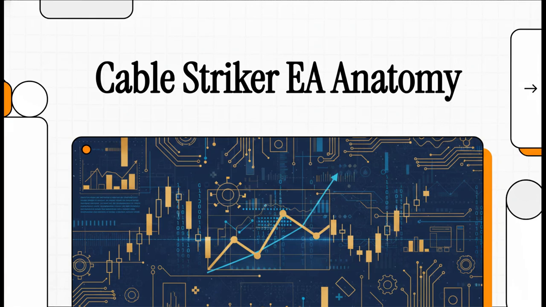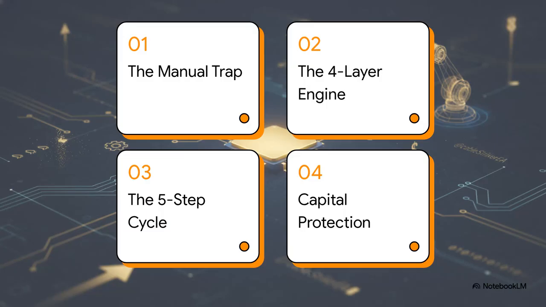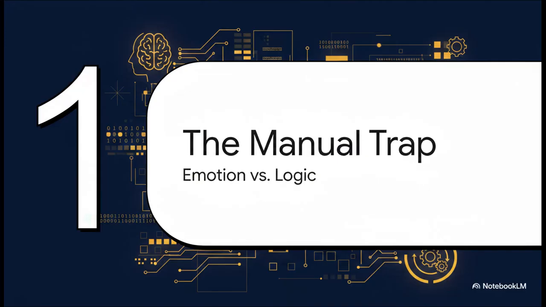Today, we're dissecting the anatomy of the Table Striker EA, breaking down exactly how this automated MetaTrader 5 GBPUSD robot actually works. We're going straight to the source data and the core mechanics to understand what is truly happening under the hood. Here is our roadmap for today. First, we'll look at the manual trap, then the 4-layer engine, followed by the 5-step cycle, and finally, protecting your capital.